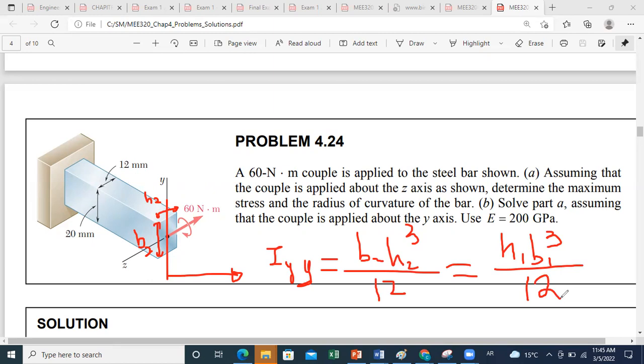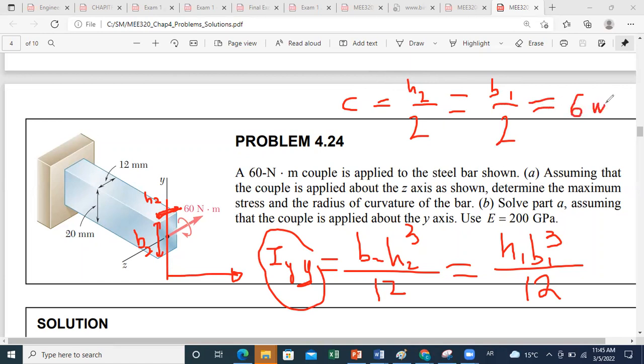Okay, so this will give me my inertia about y-axis, and then I should apply exactly the same formulas, but with updated value of I, and of course updated value of C, because now C is this height over 2, C is h2 over 2 or b1 over 2, which is equal to 12 over 2 equals 6 millimeters.